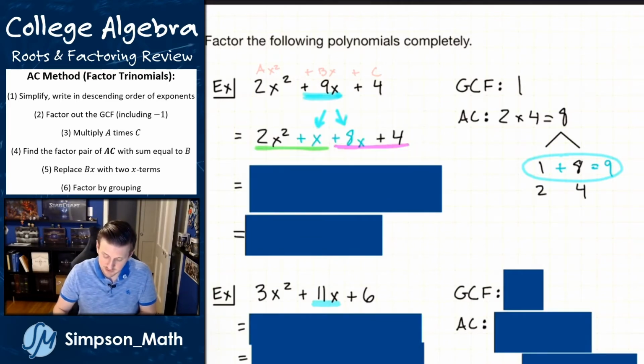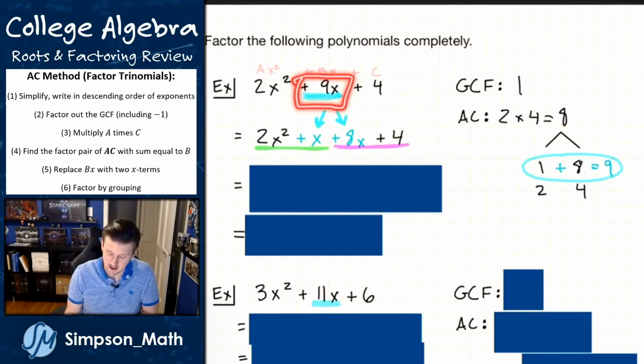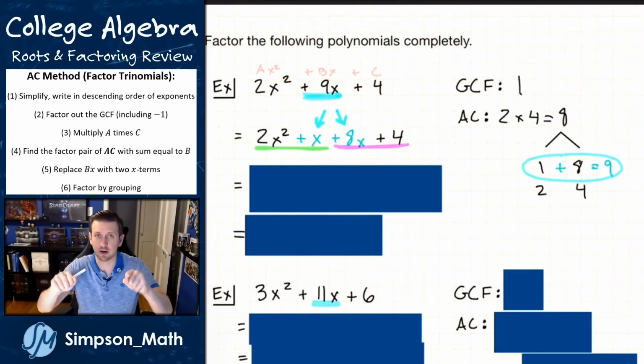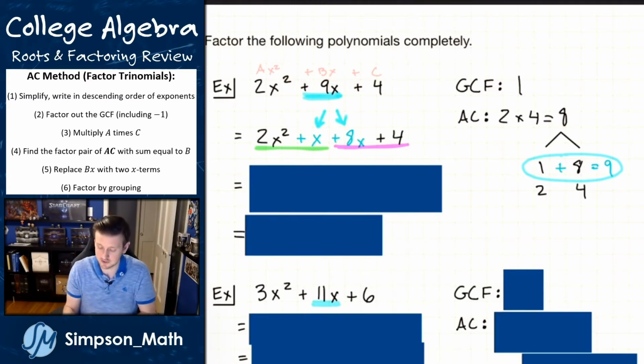All right, so now what I'm going to do is replace bx with 2x terms. So this plus 9x, I'm going to split apart. I'm going to break it apart, tear it apart into 2 different x terms. And they're x terms with these coefficients. So notice I have a 1x plus 8x.